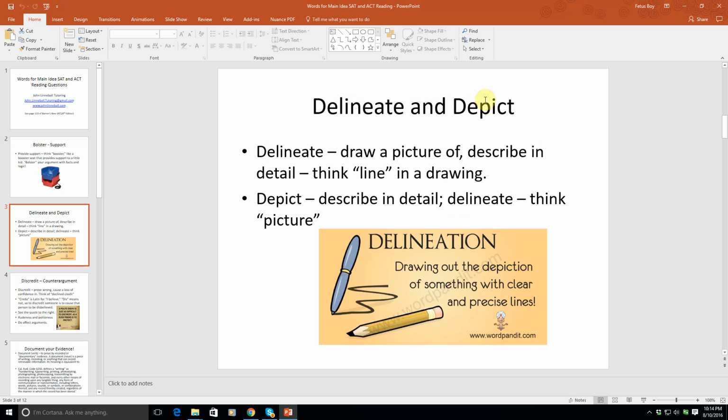Delineate and depict, those are both words that can mean literally drawing a picture or drawing a picture figuratively with words. So delineate, you can see line, it's like drawing an outline of something to draw a picture. So you can describe in detail using words to delineate the problem or the picture, what you are trying to describe. Depict has pict in it like picture. Describe in detail, delineate, think picture. Delineation is drawing out the depiction of something with clear and precise lines, as it says in this nice meme from wordpandit.com.